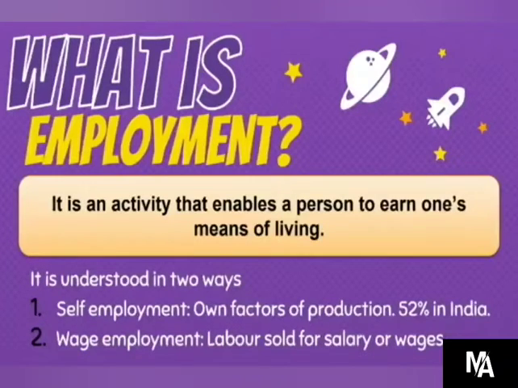The remaining people are wage employed, where the factor of production called labor is being provided to others and in return the person gets salary or wages. So when a person works under someone else, that person is providing labor and in return gets salary or wages as reward. So these are the two ways to understand employment, that is self-employment and wage employment.